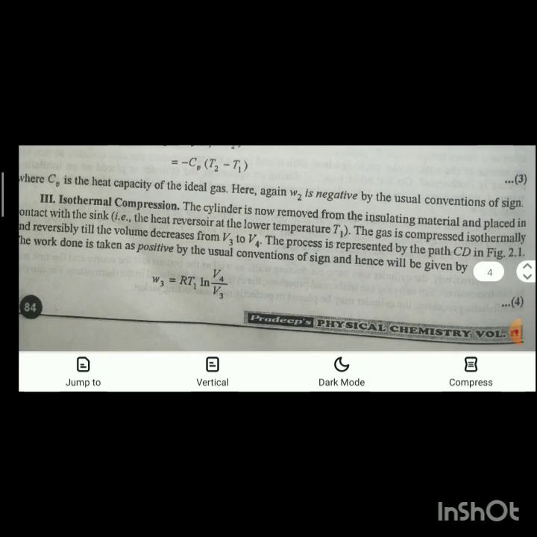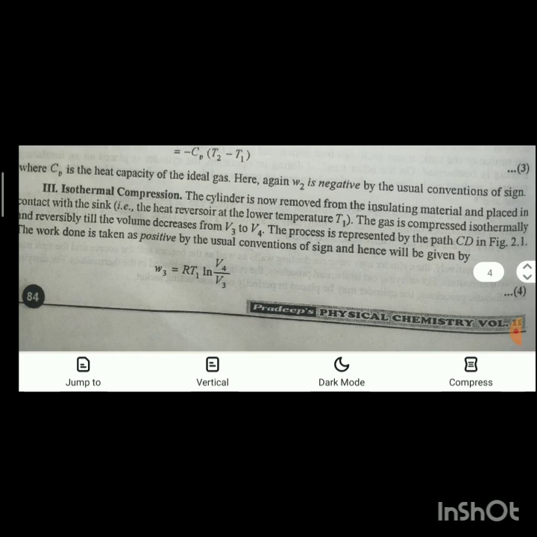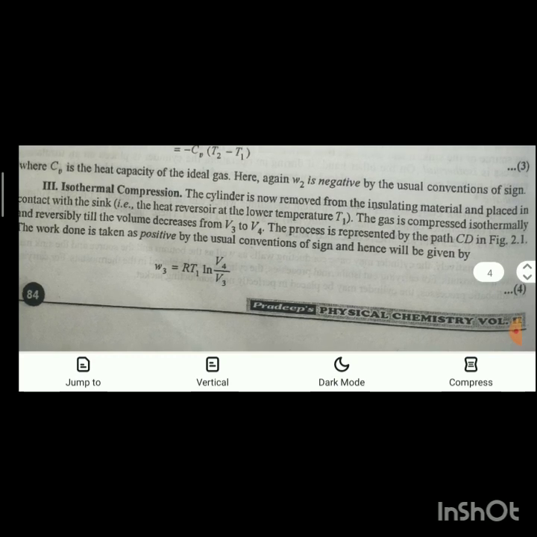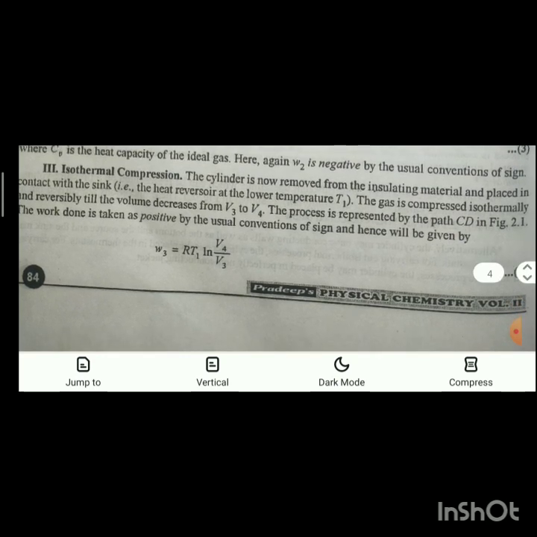Number 3 is isothermal compression. The cylinder is now removed from the insulating material and placed in contact with the sink, that is the heat reservoir at lower temperature T1. The gas is compressed isothermally and reversibly till the volume decreases from V3 to V4. The process is represented by the path CD. The work done is taken as positive by usual sign convention and hence will be given by W3 equals RT1 ln V4 by V3.